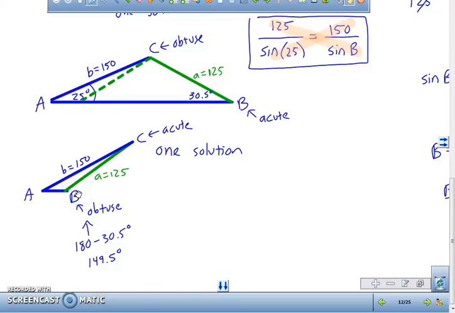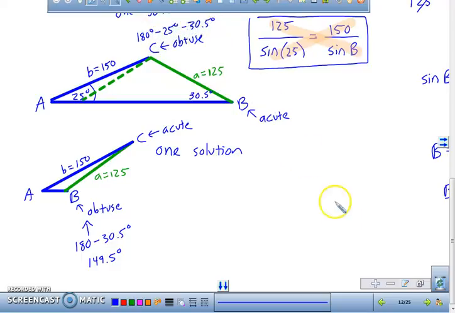Now how do we find C? Pretty easy, right? Just do 180 minus all of these. So this one right here is going to be 180 degrees minus 25 degrees minus 30.5 degrees. What's this angle going to equal? 180 minus 25 minus 149.5. So what does this angle C measure to? 124.5.